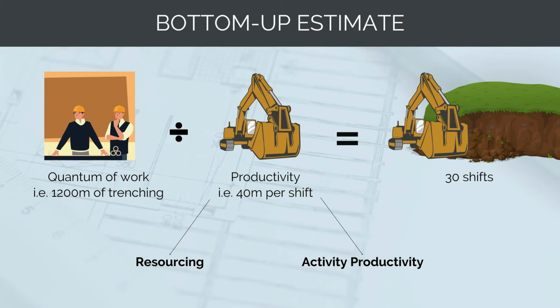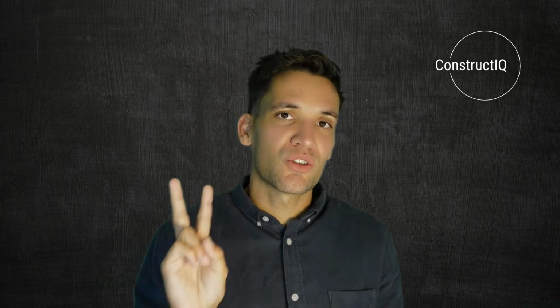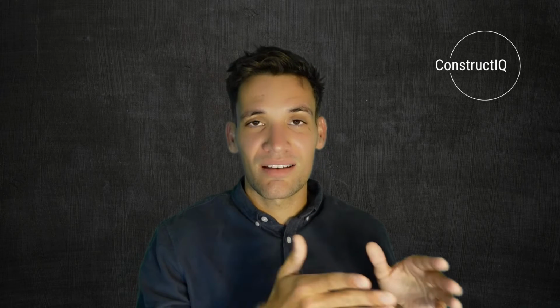So to build a bottom-up estimate, we're going to take a quantum of work. So this is something we'll measure from the design drawings, like 1,200 meters of trenching. We then need to divide this by productivity. Now, productivity is the rate we're doing the work. And this is going to be a function of 2 things. So it's going to be a function of our activity resourcing, so the number of people, plant, and machinery we have allocated to the task, and then the specific productivity we've come up with for the task.